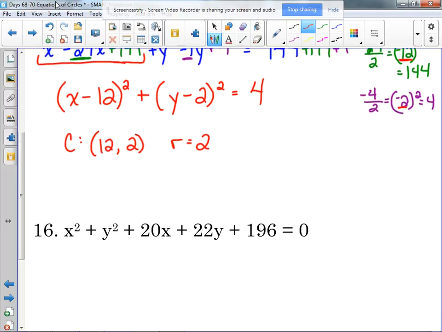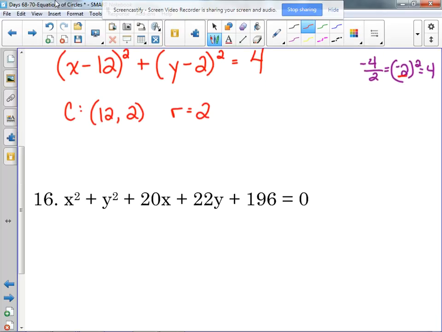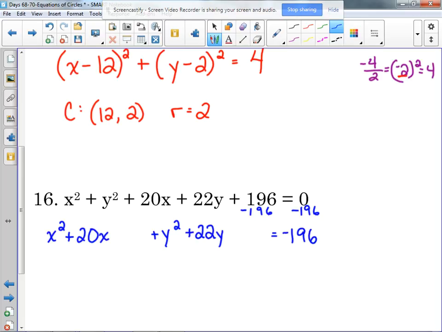Okay, let's do another one. Let's do 16, because I know that was a lengthy process. See if we've got it. Okay, take it step by step. Put the x terms together. X squared plus 20x. Leave a space. Plus y squared plus 22y. That 196 has got to go to the other side. So it's equal to negative 196.